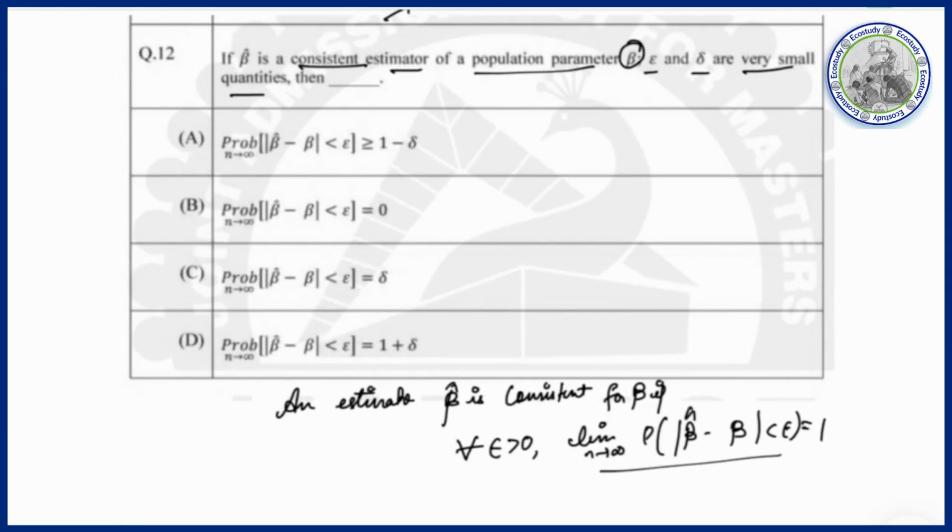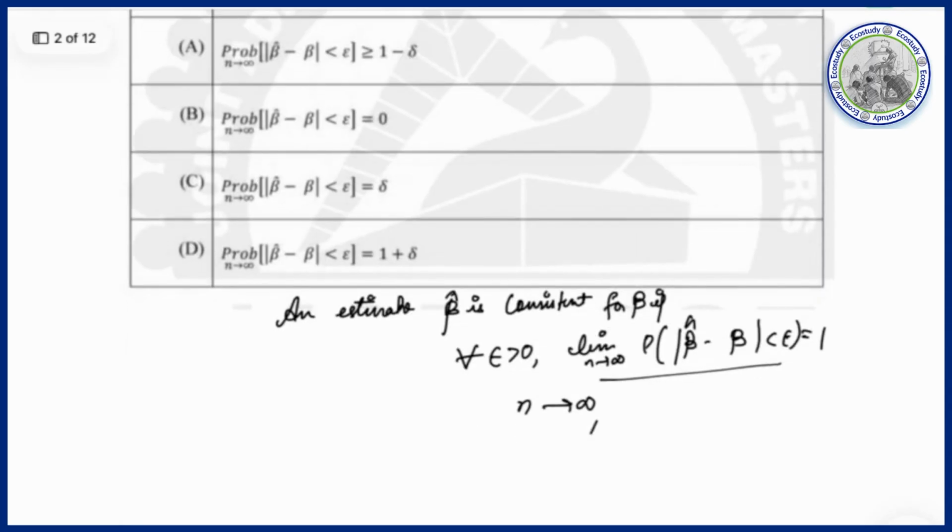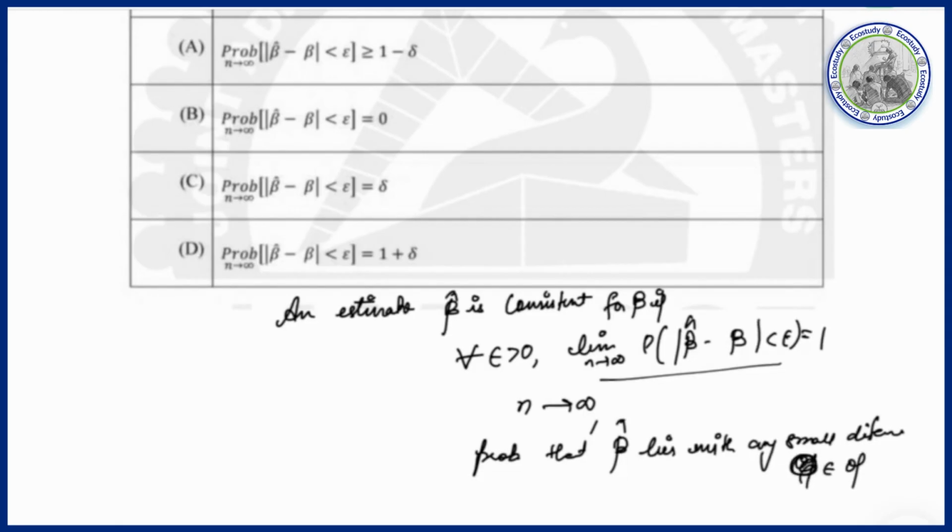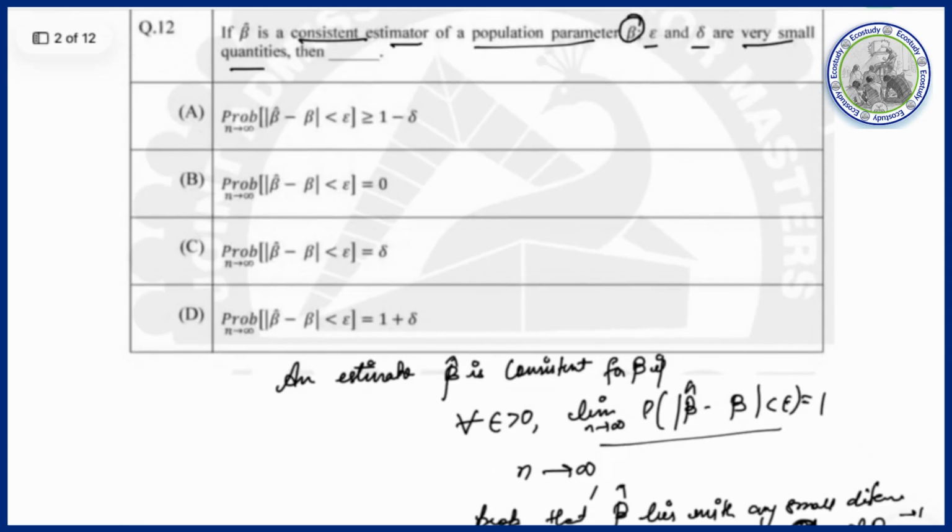Okay, now as sample size increases, means as n tends to infinity, the probability that beta hat lies within any small distance epsilon of beta goes to 1. Okay, so which is the correct option? It goes to 1, then the correct option will be this.